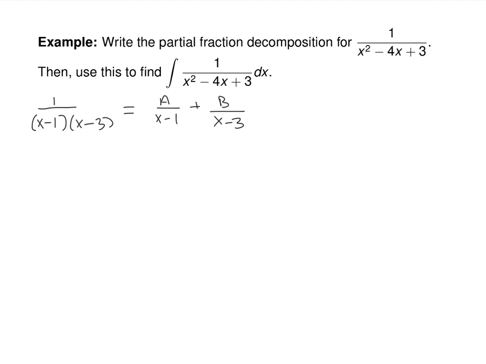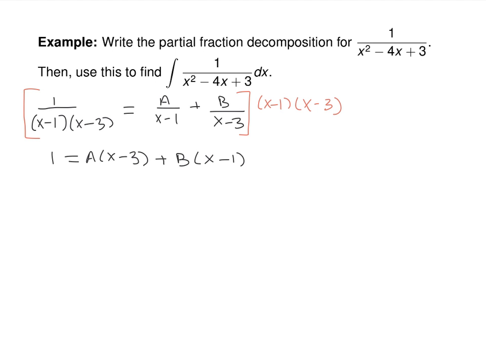Another way to think about that is you can take this whole equation and multiply everything by x minus 1 times x minus 3. So that x minus 1 times x minus 3 factor distributes. When it distributes to the right side of the equal sign, you just have 1. When it distributes to the a over x minus 1, you're left with a times x minus 3. When it distributes to the b over x minus 3, the x minus 3 cancels and you're left with plus b times x minus 1.